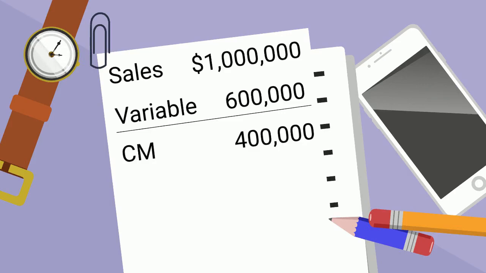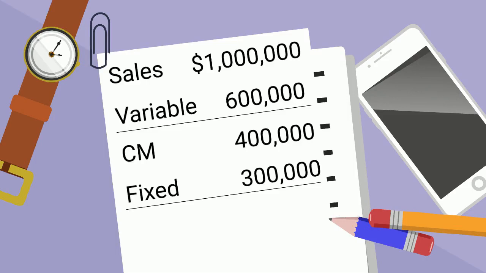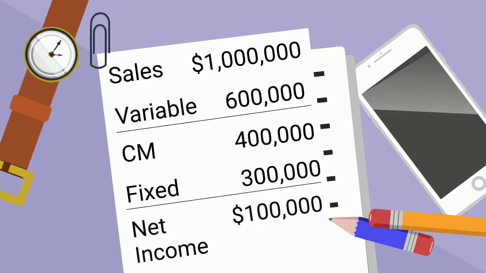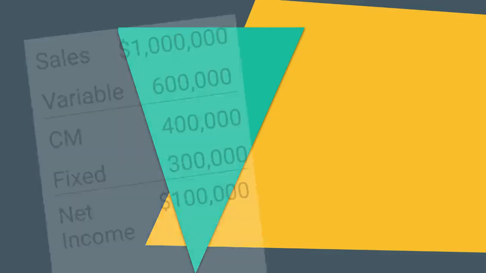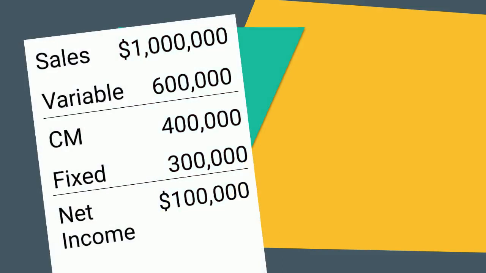Assume our fixed expenses are $300,000. This leaves us with a $100,000 profit. It's great to know that our contribution margin is $400,000. However, there are other ways we can state this amount, and sometimes it may be more useful to have the contribution margin stated in another way.